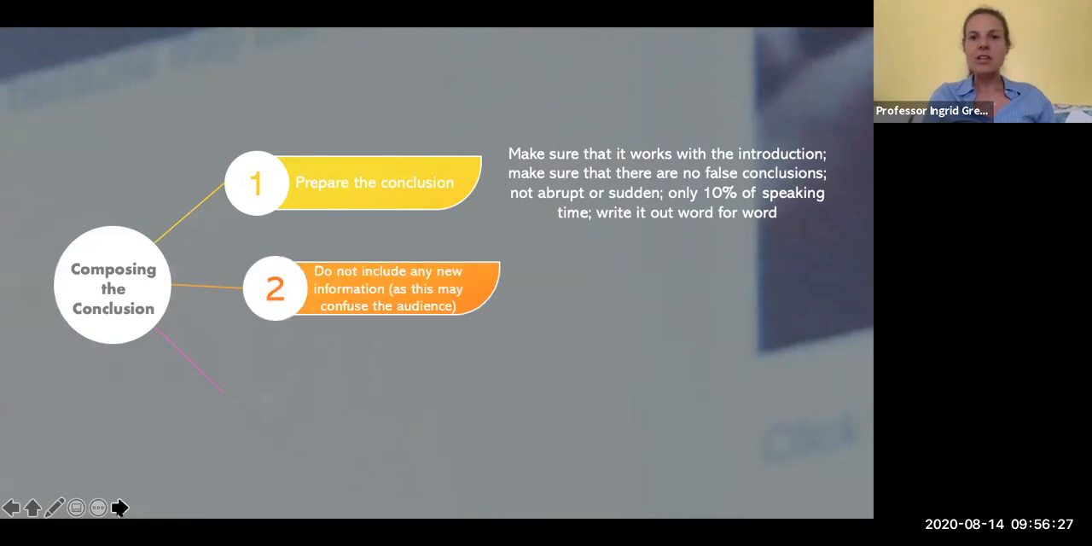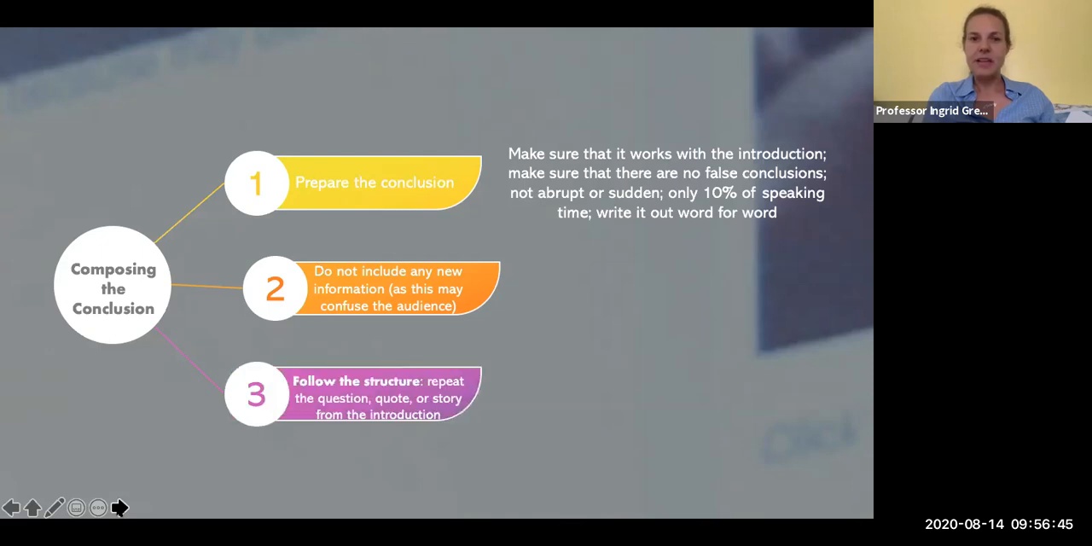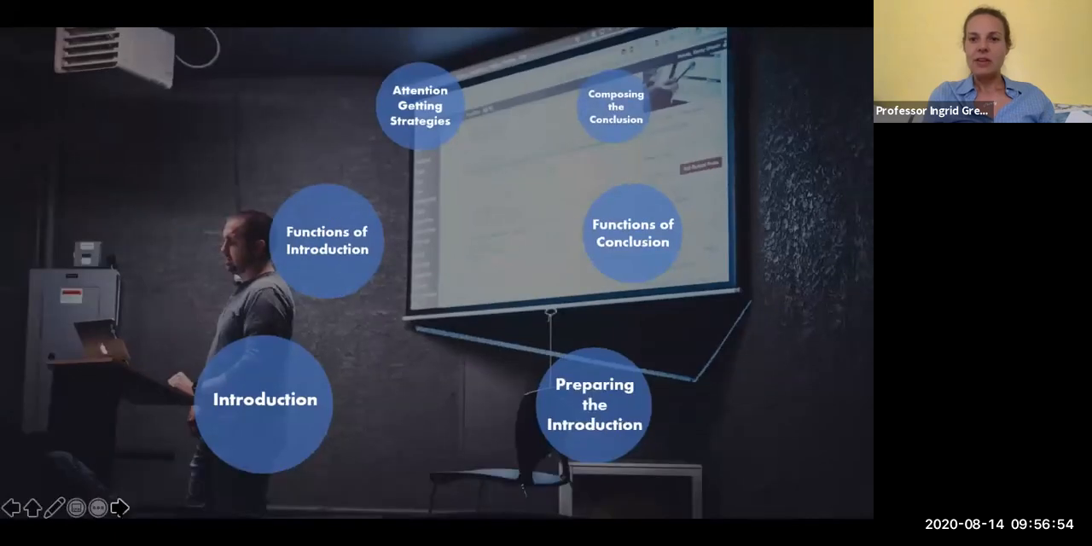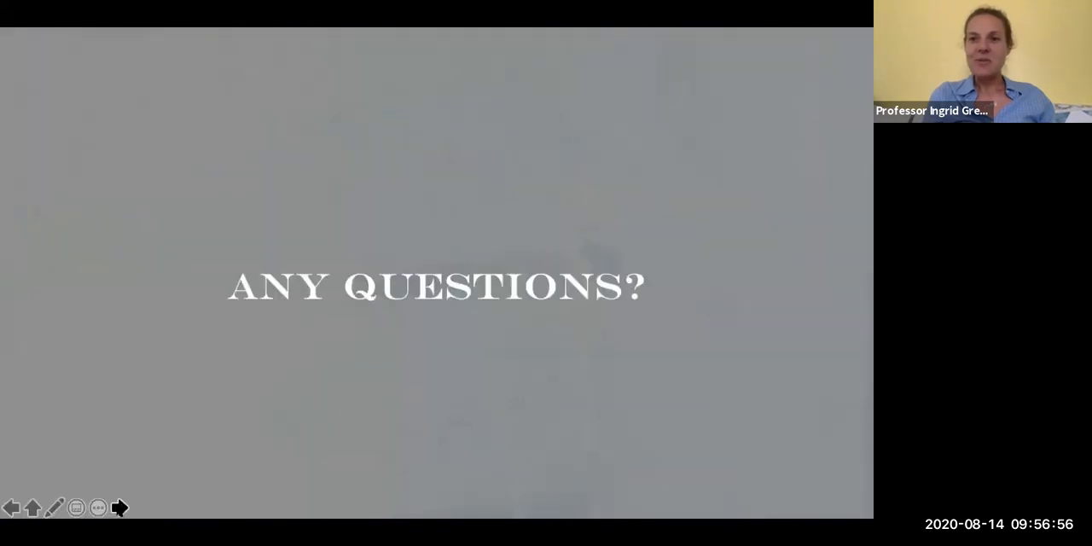I do not include any new information, as this might confuse the audience, right? If I were to start talking about religion or Jesus Christ, that would be confusing because I did not talk about religion or Jesus Christ anywhere earlier in this chapter. Follow the structure, repeat the question, quote, or story from the introduction, which is a really nice way to bring it full circle. Great. Now we're done with our chapter on introductions and conclusions.